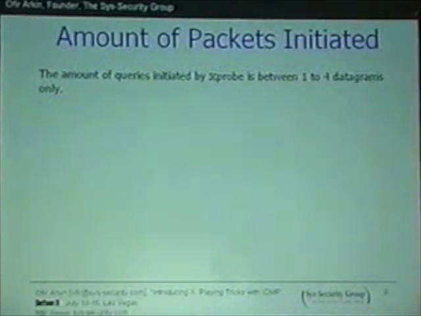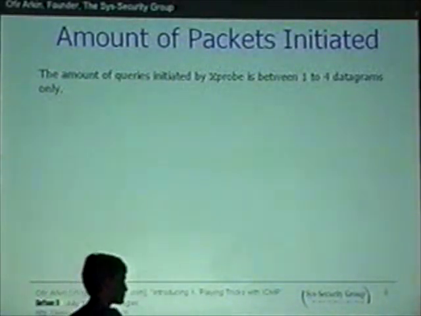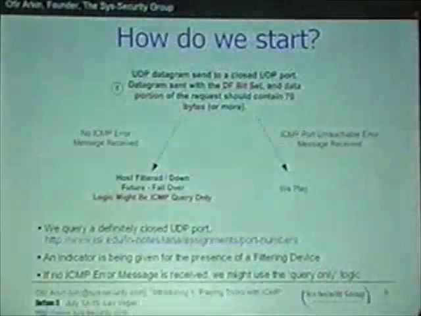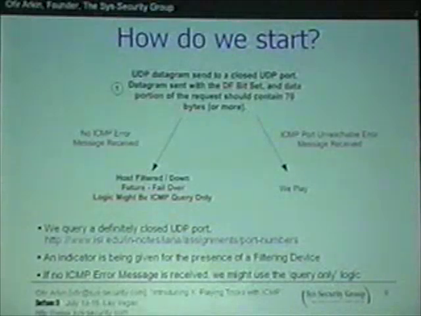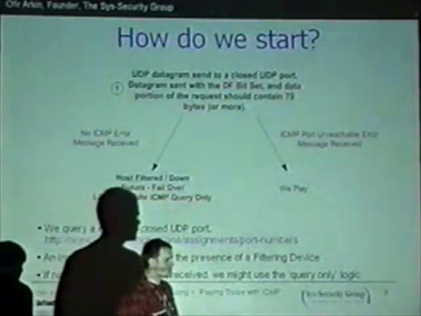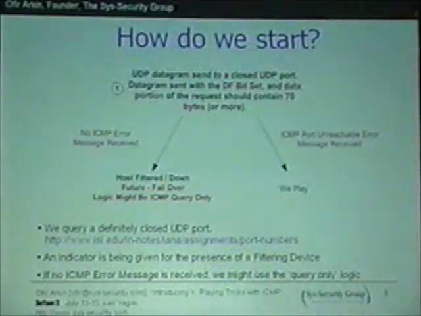Again, the tool uses 1 to 4 packets, and I'll show you how it does it. Okay. The logic starts with a UDP datagram sent to a definitely closed UDP port. I send some data inside the data portion of the packet. It is up to 70 bytes of data inside the offending packet. Why a definitely closed UDP port? Definitely closed so I can get the port unreachable. So how can you pick a definitely closed UDP port? One example is to go to the IANA list for assigned ports and get yourself some ports, and then randomly, when you use the tool, use random ports that eventually need to be closed.